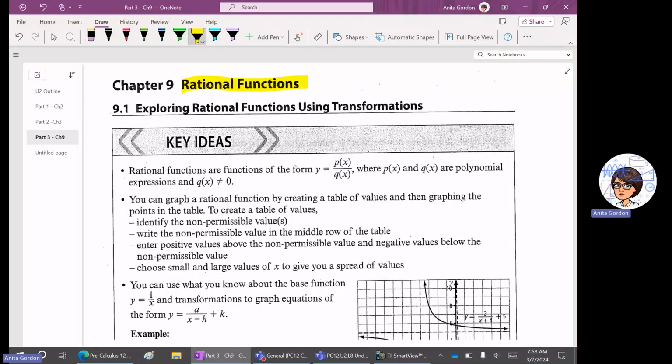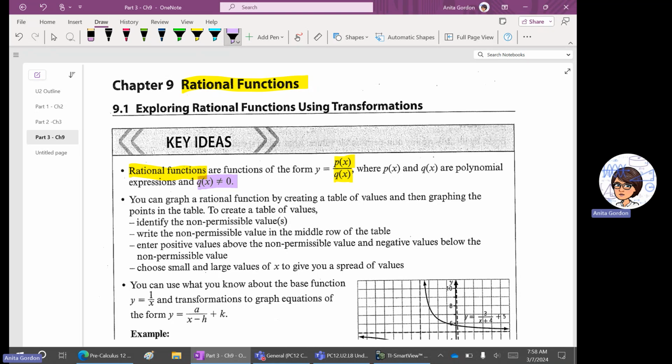In today's lesson, we will be introducing rational functions. This is chapter 9 in our textbook, but it's part of unit 2 in our workbook. A rational function is defined as a function that has a polynomial in the numerator and a polynomial in the denominator, with the restriction that the polynomial in the denominator cannot be 0.